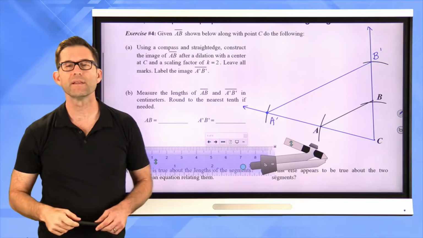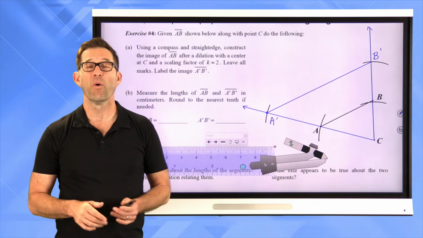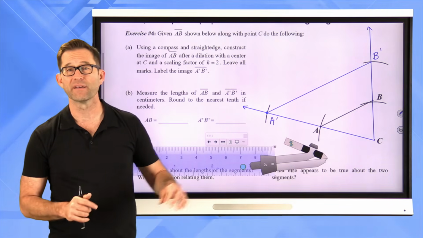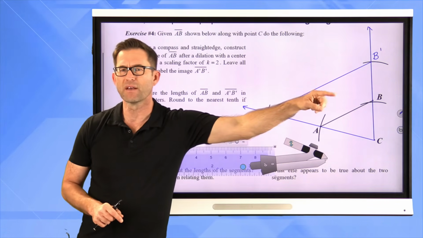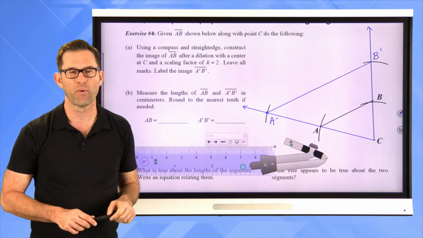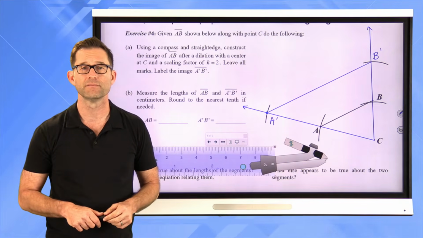All right, let's take a look at letter B. Measure the lengths of segment AB and segment A prime, B prime in centimeters. Round to the nearest tenth if needed. Why don't you go ahead and measure those two lengths. My length is probably going to be a little bit off on A prime, B prime, just because my arc was a little bit off on point B. Pause the video now and go ahead and measure those two lengths.